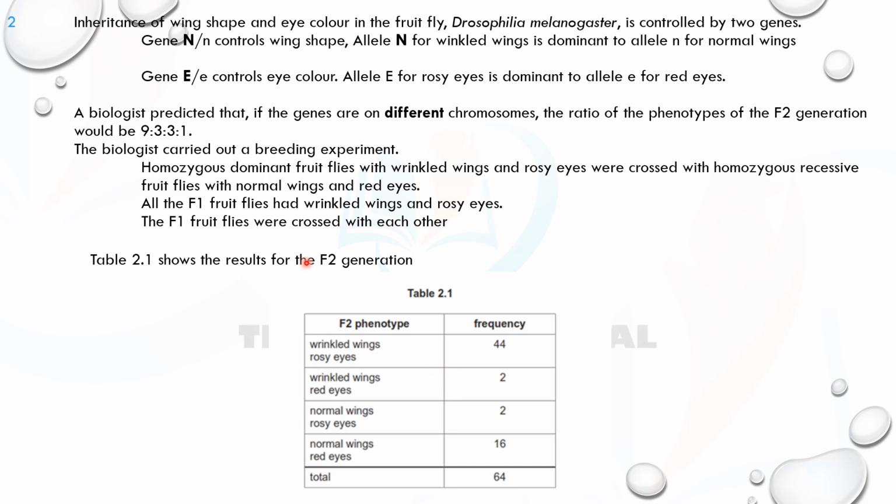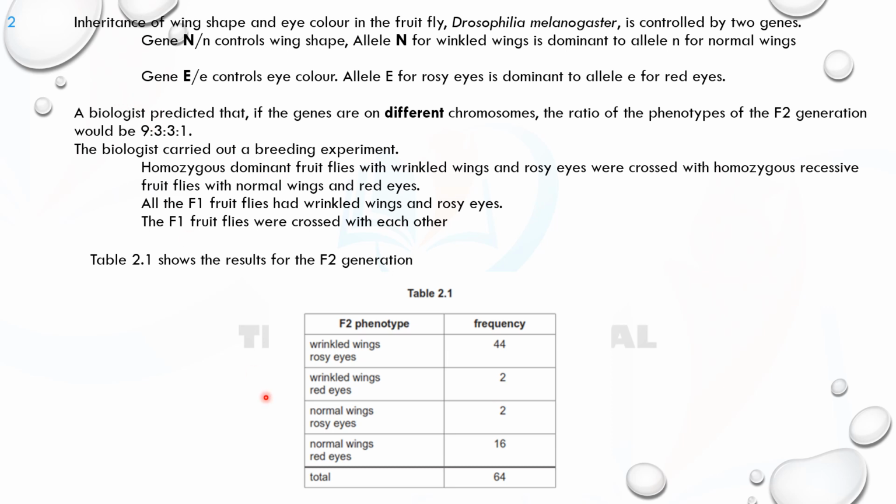Remember that what we're working on here is based on the knowledge of the A2 and AS syllabus. To understand what we're doing, you should be acquainted with that syllabus. Look at the F2 generation. What do you observe here? Wrinkled wings and rosy eyes, this is dominant. This is a parental class, the first parental class, 44. Now look at another parental class. The ones in the middle are the recombinant classes, due to crossing over.